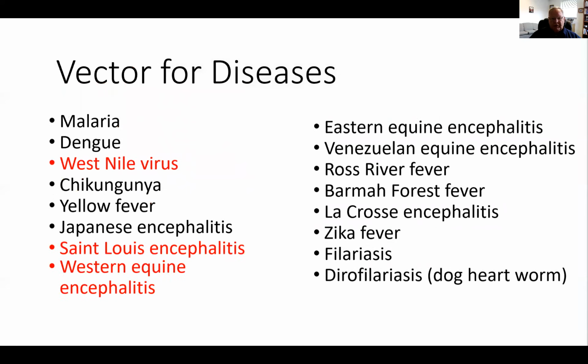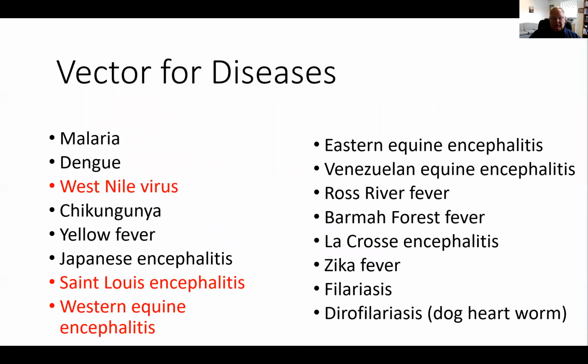So it's a vector for diseases. These are a list of many of the diseases that we have in North America. The ones that are in red, West Nile, St. Louis encephalitis, and Western equine encephalitis, are those that we are most concerned with here in Utah, of which West Nile is the one that has the dominant effect.